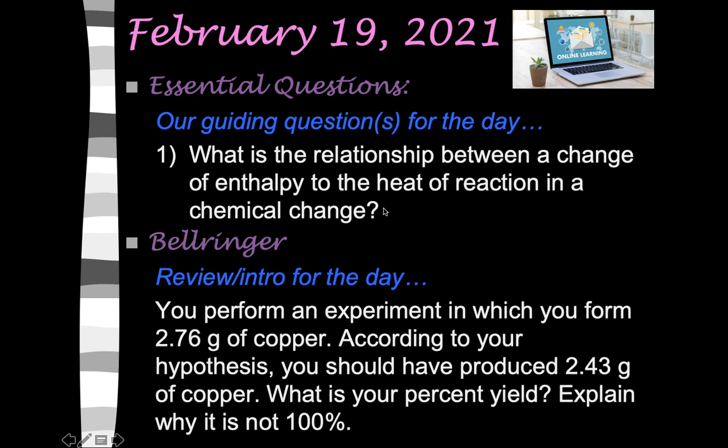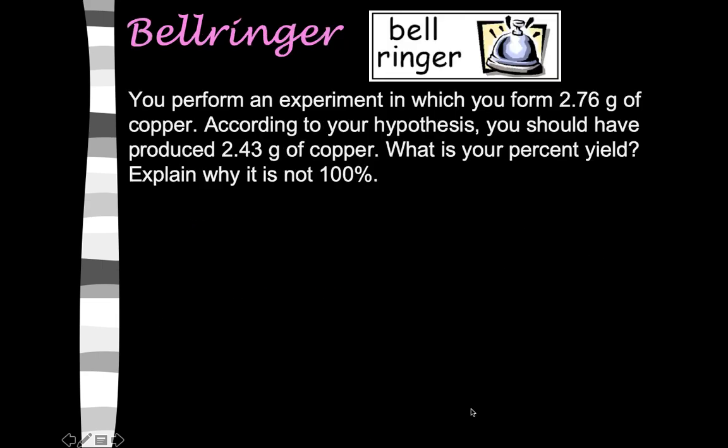So for our bell ringer today, I want to do a review of our last topic on percent yield. So let's imagine you had this information. You perform an experiment in which you form 2.76 grams of copper. According to your hypothesis, you should have produced 2.43 grams of copper. What is your percent yield? And explain why it is not 100%. So spoiler alert, I know it's not going to be 100% because I know these two numbers are not the same. All right, let's do this problem together.